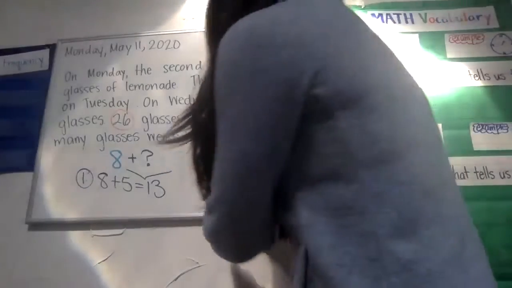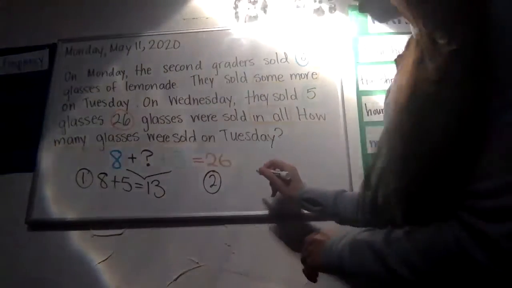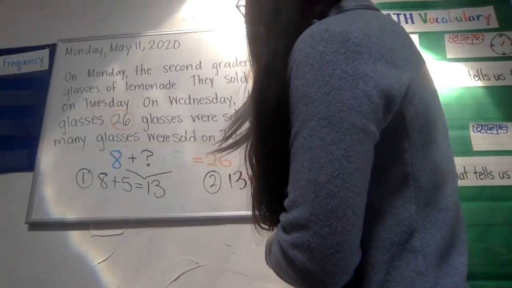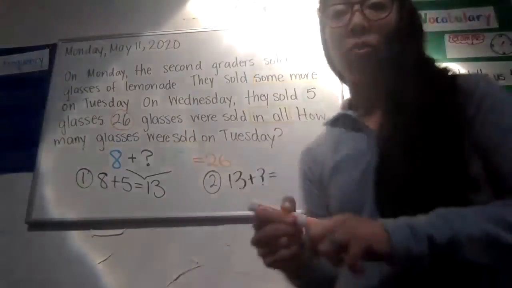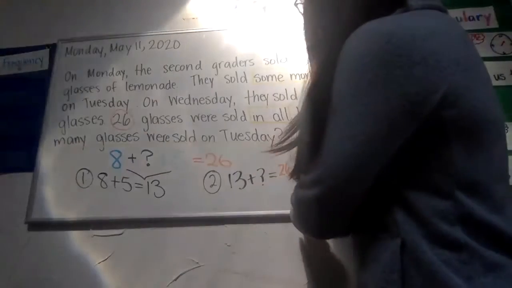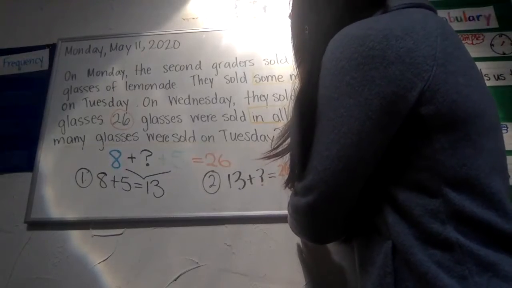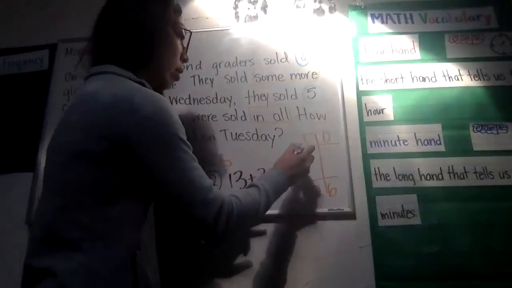Now in step 2, we're going to put that 13 back into our equation. So we know 13 plus question mark still equals our 26, which is our sum. Now we can make a place value chart to solve for this. So we know that we will need to get to 26. So far we only have this 13 right here. So I'm going to draw my 13.